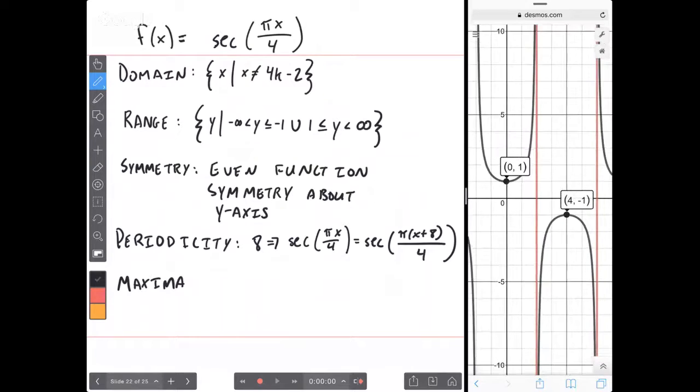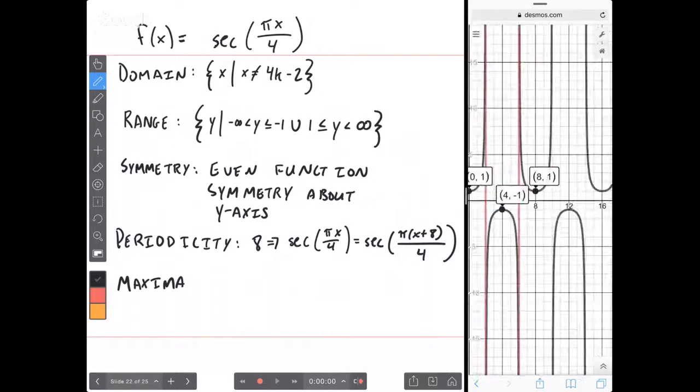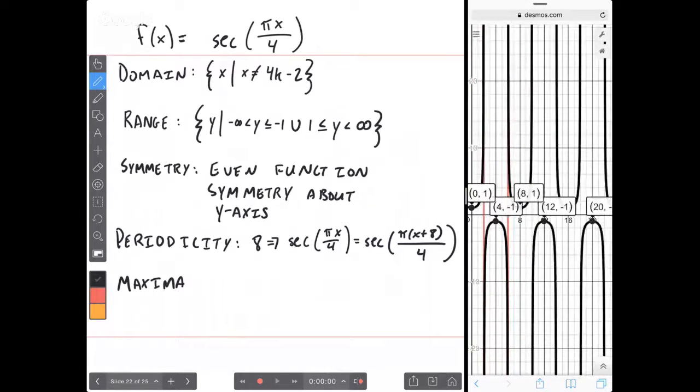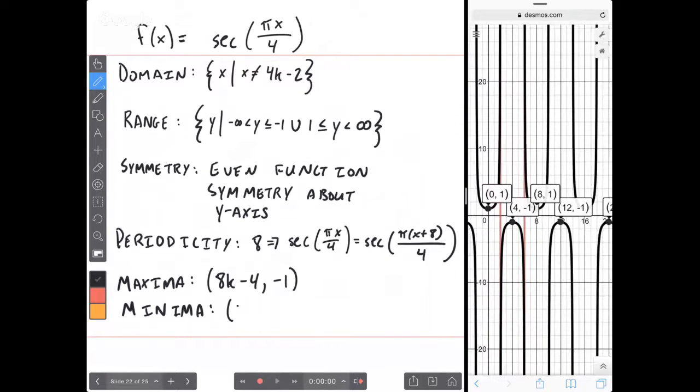So the maxima, I can see there's one at 4, and then another one at 12, and another one at 20. So they're 8 apart. So the maxima are every 8k minus 4, comma, -1. And the minima, they're just every 8k, comma, +1.